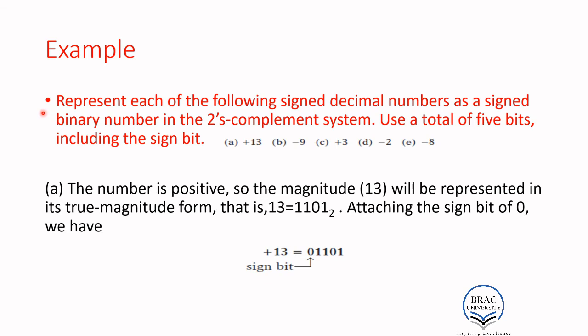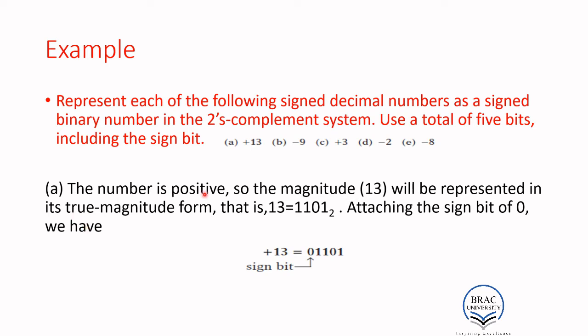So this is one of the examples. Represent each of the following signed decimal numbers as a signed binary number in the 2's complement system. Use a total of 5 bits including the sign bit. So including the sign bit there will be 5 bits. Okay. First one is plus 13.